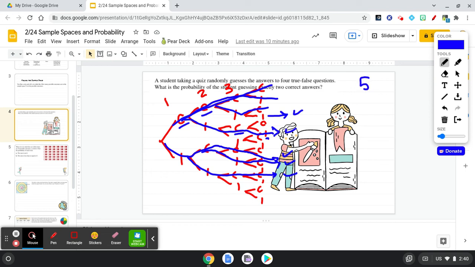There are 5 ways to get exactly 2 correct answers. And then we count the end branches. 1, 2, 3, 4, 5, 6, 7, 8, 9, 10, 11, 12, 13, 14, 15, 16. 16 possible things that could happen. 5 of them are exactly 2 correct answers. So our probability is 5 out of 16. Or if we go 5 divided by 16, that is 0.3125, or about 31% chance. So if that's all a person did, they would get a 31% on their test pretty consistently. Please stop at any time to take notes.